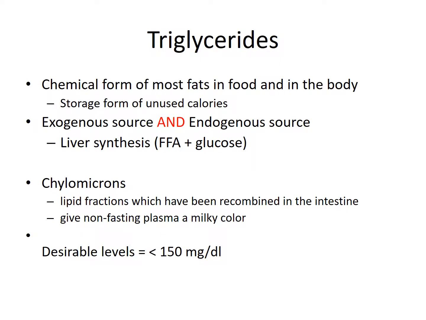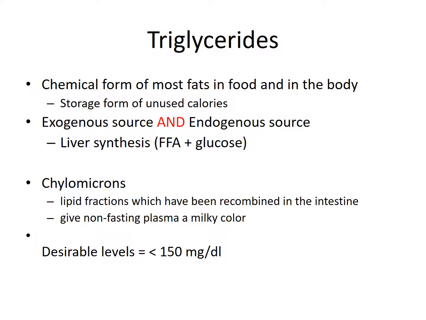Triglycerides then, the last lipoprotein, are the chemical storage form of fat in the body. So it's the storage form of unused calories. Triglycerides have an exogenous or external source and an endogenous source. And again, like cholesterol, the liver synthesizes triglycerides. Triglycerides circulate as chylomicrons, or lipid fractions, which have been recombined in the intestine.